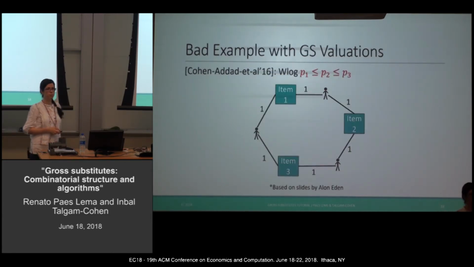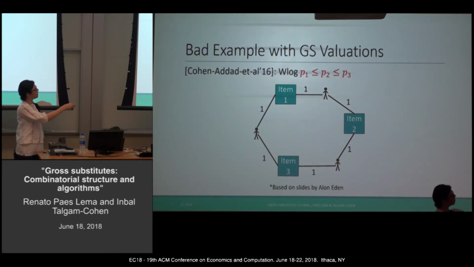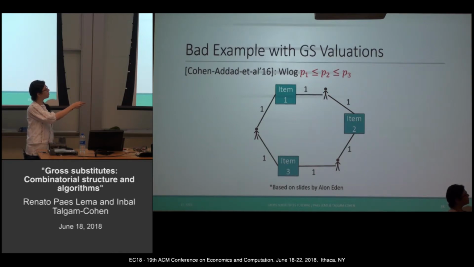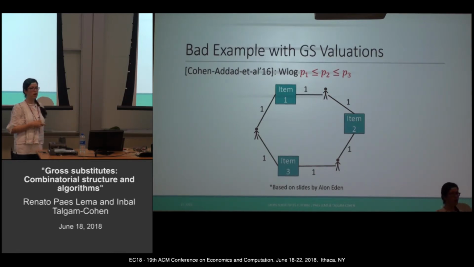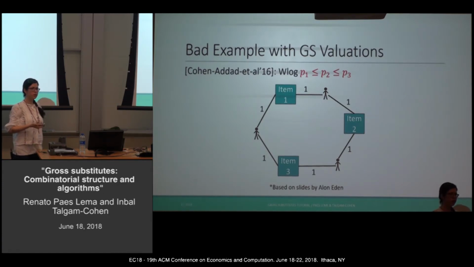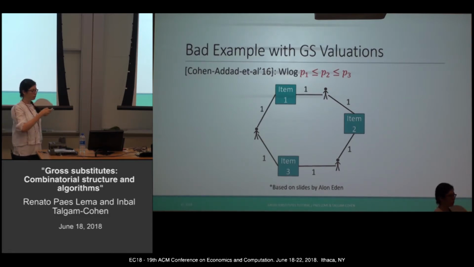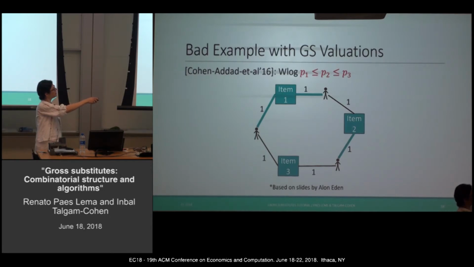So let's see a bad example. In this example, we have three players, three buyers, and we have three items. The players are all unit demand. Each of them, if there's an edge between a player and the item, it means that the player wants the item. And the values are all 1. Okay. Now let's say that we have a vector of equilibrium prices, P1, P2, P3. Without loss of generality, this is their order. And let's see what happens. So the first player here will want item 1 because P1 is the lowest.